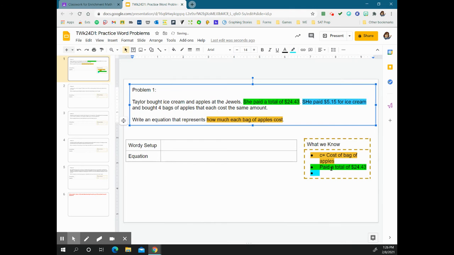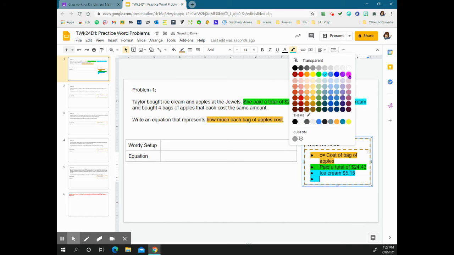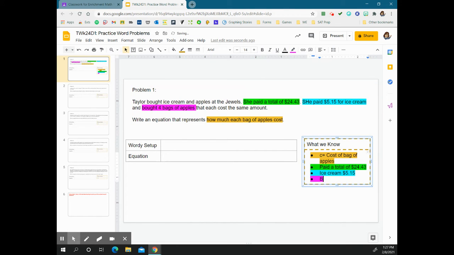$5.15 for ice cream. She paid $5.15. So ice cream cost her $5.15. And then we also know that she bought 4 bags of apples, right? We also know that she bought 4 bags of apples. So let's write that out.